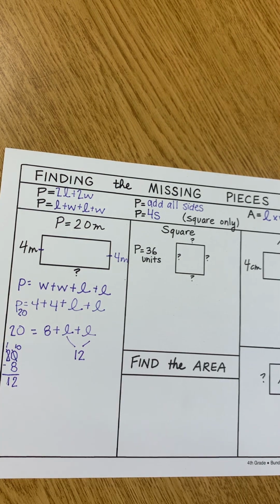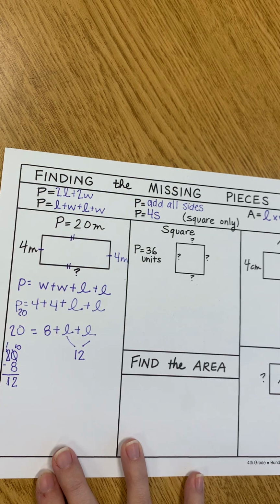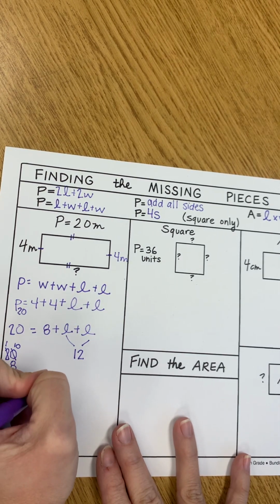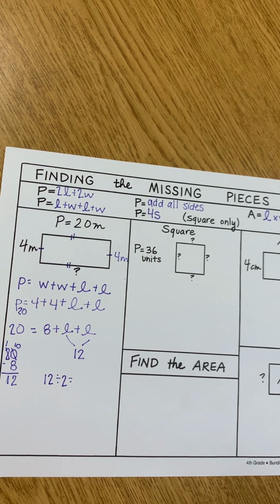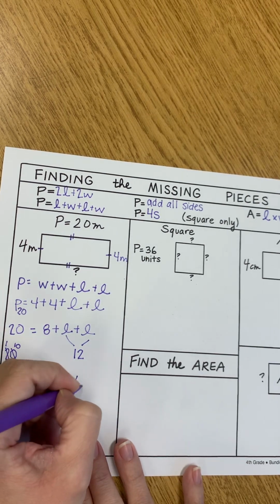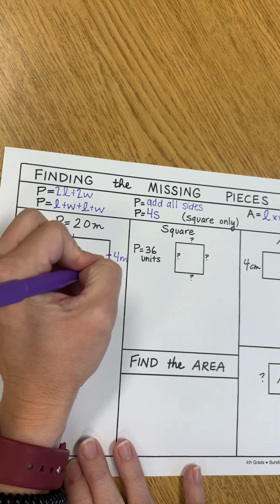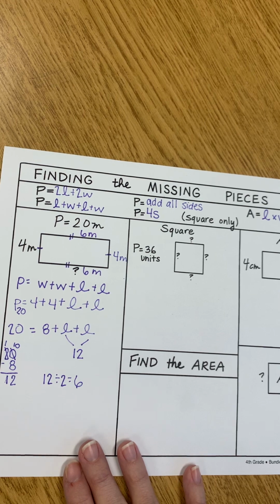12. Well, I know that this side is congruent to this side. I know that much, right? So that means they're the same. So what I can do now is 12 divided by 2. And that is going to tell me what one side length is. Well, I know that 2 times 6 gives me 12. So my missing side is 6 meters. 6 meters. Now we can check our work.